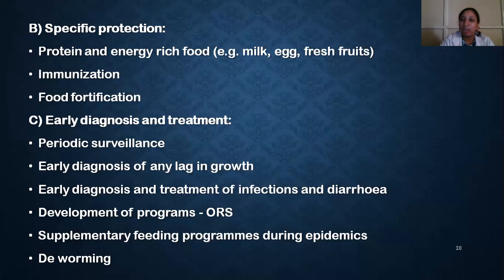Okay, and deworming. Worm infestations are very common, like hookworm infections, which are a main cause of iron deficiency anemia. So periodic deworming, once in 6 months, is very important to curb that.